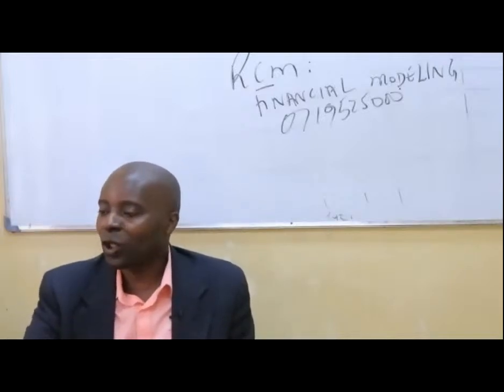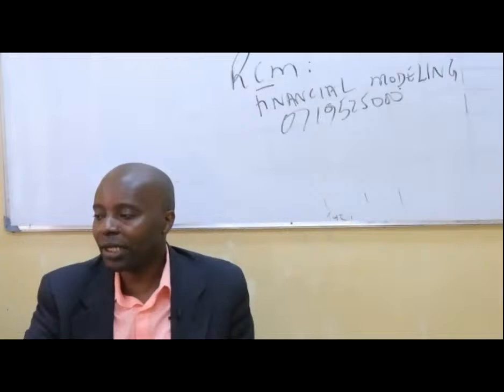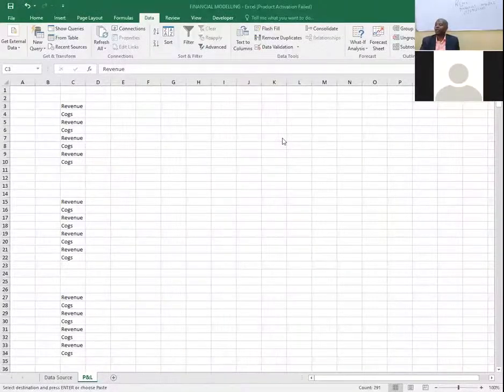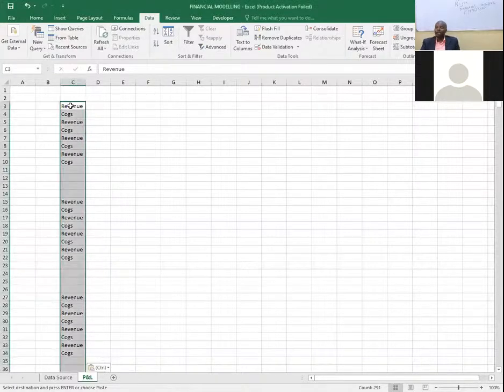Now, ladies and gentlemen, once I reach there, listen to me very well. I have my sheet here. I know how the language of the trading profit and loss looks like. It is revenue and the cost of goods sold. So I don't want all these duplicates. What I'll do, I'll come and say remove duplicates. Remove on the data, look for remove. I can see it is here. If you're able to see remove duplicates.